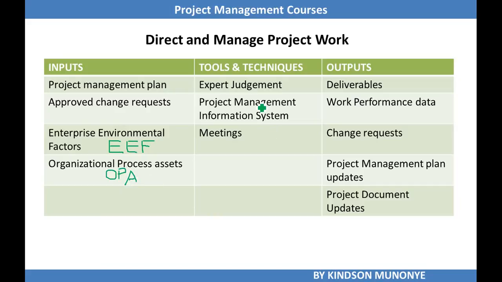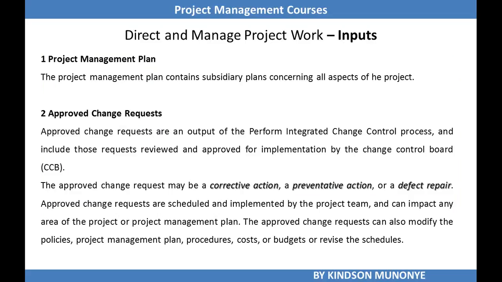Then we have the tools and techniques: expert judgment, project management information systems, and meetings. The outputs of direct and managed project work are deliverables, work performance data, change requests, project management plan updates, and project document updates. Let's take a closer look at these items to see how they apply.